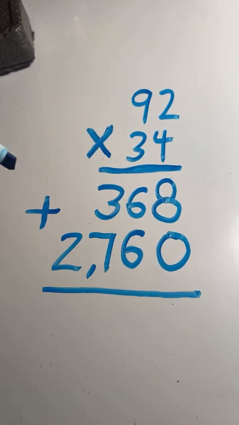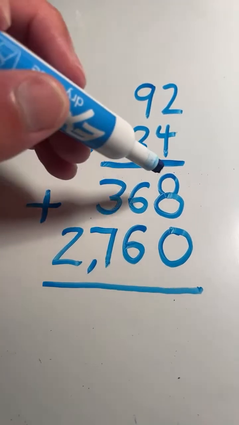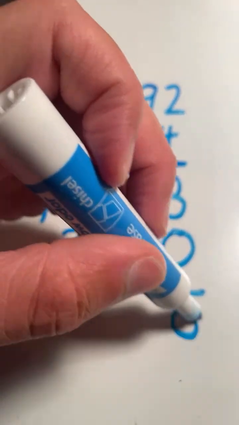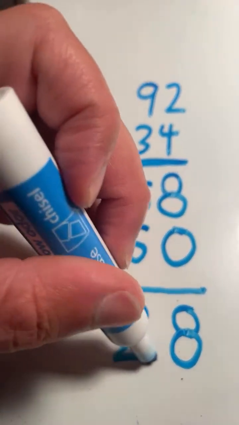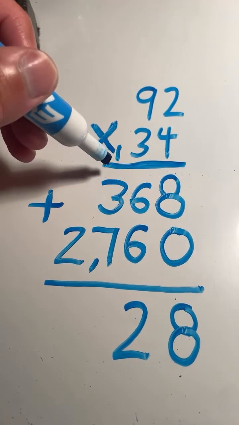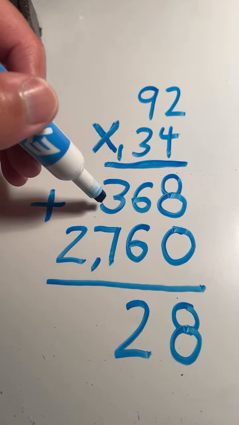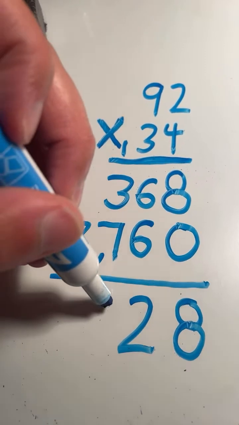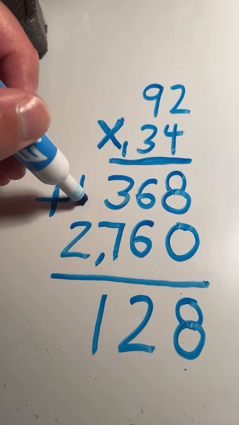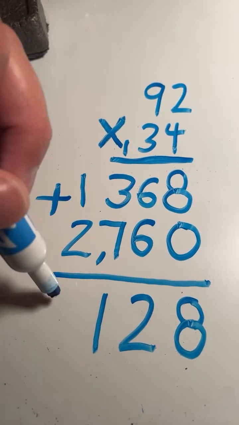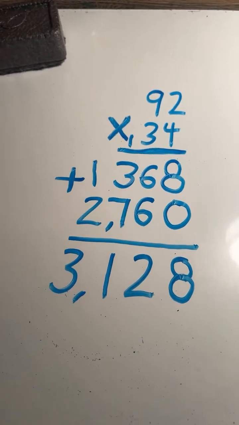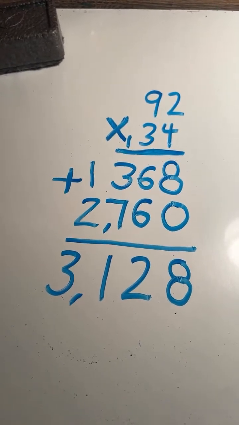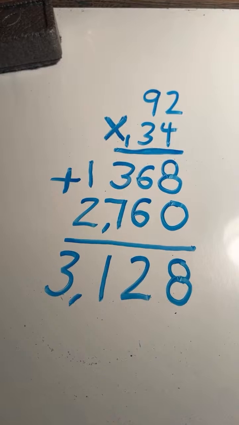Now we have to add these two numbers together to get our final answer. 8 plus 0 equals 8. 6 plus 6 equals 12. 2 carry the 1. 1 plus 3 equals 4. 4 plus 7 equals 11. 1 carry the 1. 1 plus 2 equals 3. And we have our final answer. 92 times 34 equals 3,128.